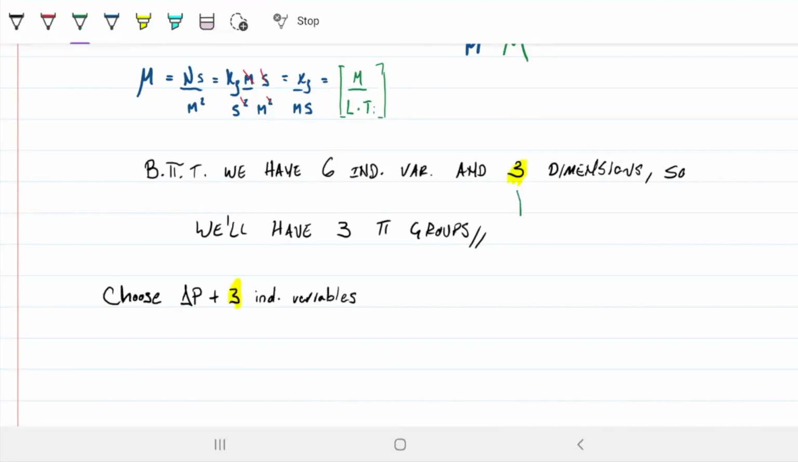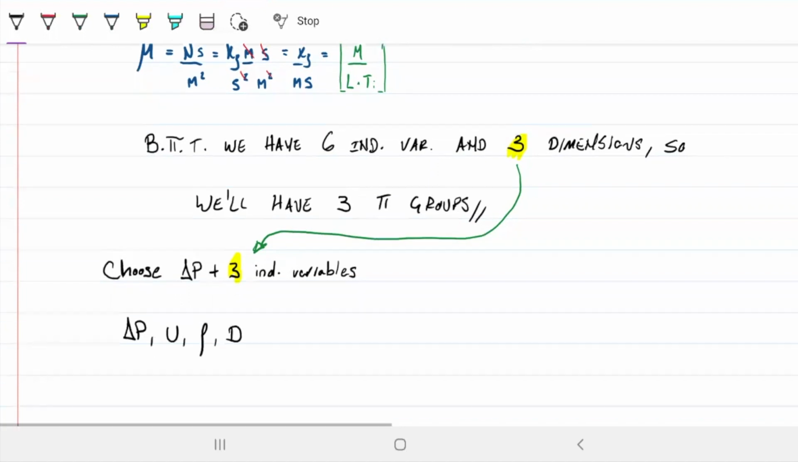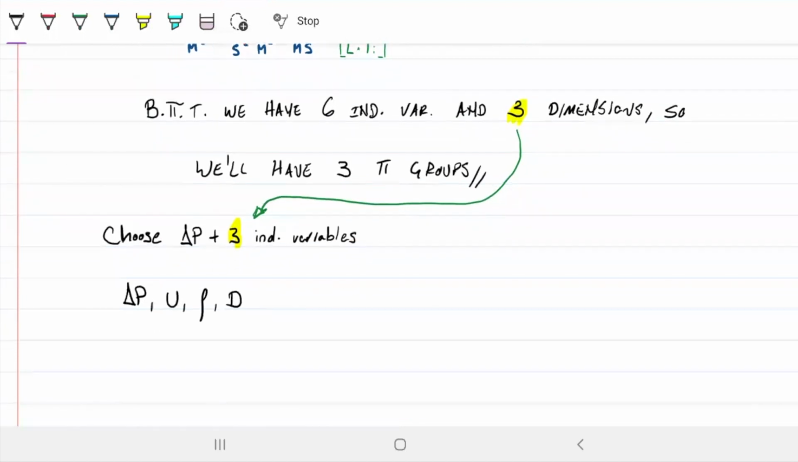Okay, so if we had 4 dimensions, we would choose 4. If we had 2 dimensions, we would choose 2, and so forth. So I'm going to choose 4 of these, and one of them has to be the pressure drop. We're going to end up using all of them, so it doesn't really matter what we choose at this point. And diameter. I've chosen 3 of those, and I'm going to use the pressure drop.